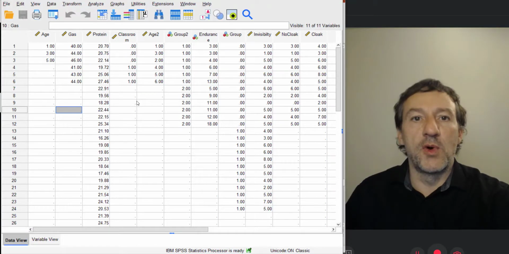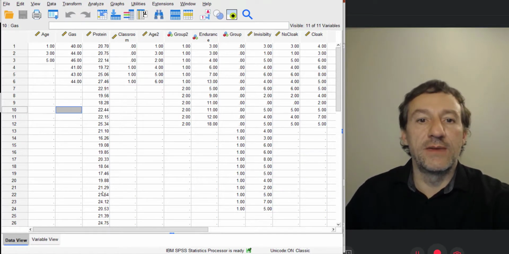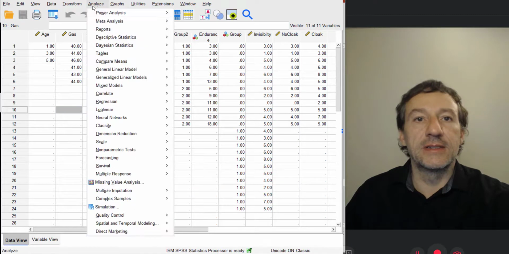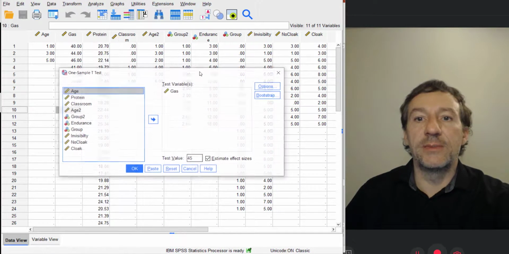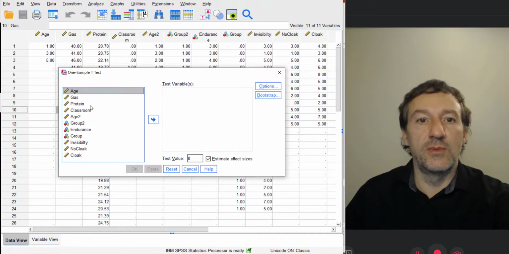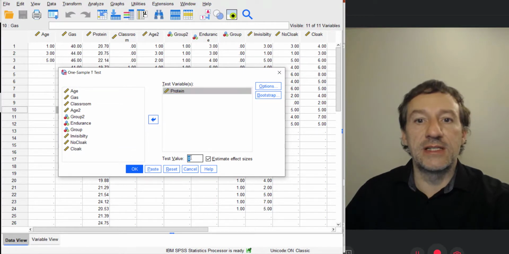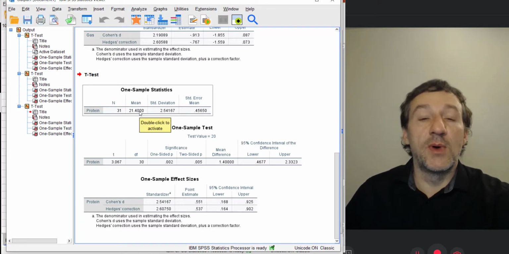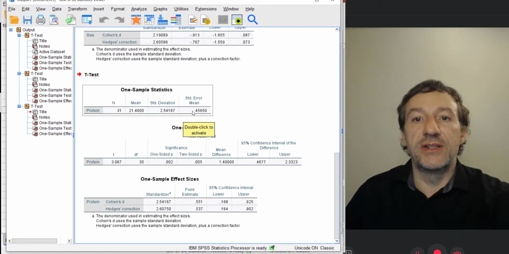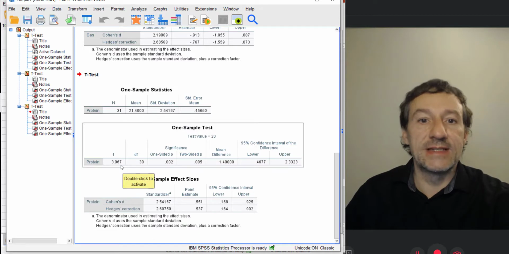Okay, one more. These are protein bars. We suspect that the protein is supposed to be about 20 grams per protein bar, and so obviously there's a bunch of variation there. Let's see if it's significantly different though. Compare means, one sample t-test, we'll reset it, we'll move protein over, and then we'll set our test value at 20. N of 31, the mean is 21.4. Got your standard deviation, your SEM. Our t-statistic is a 3.067.